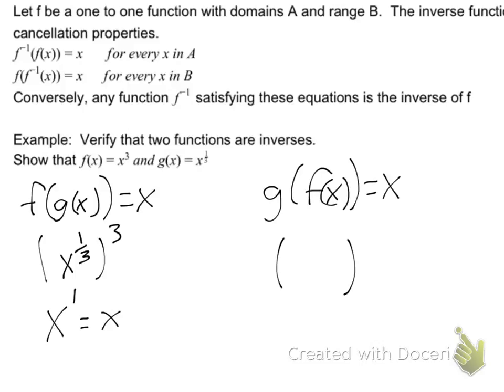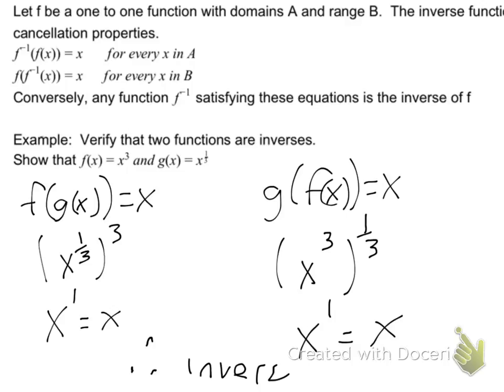G of x, which is the outside function, is x to the 1/3 power, where f of x is x to the third power, which just leads us to x to the first power, which is x. So therefore, inverses. You've done that already, at least 2 different years. This will be our 3rd time approaching this topic.